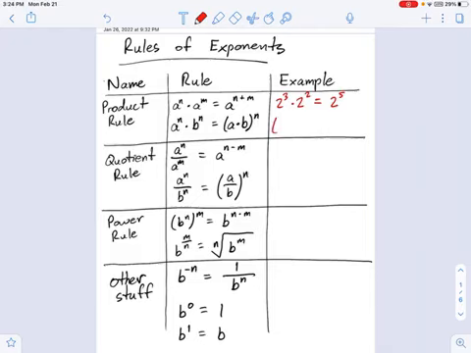Let's say we had something like 3 squared times 4 squared. Well, that would be equal to 12 squared. Okay, that exponent distributes over the multiplication.